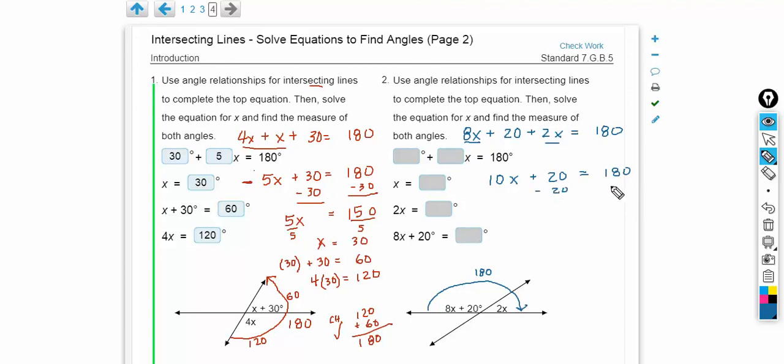Subtract the 20 from both sides. That's going to leave us 10x equals 160. Now we divide both sides by 10. That gives us x equals 16.